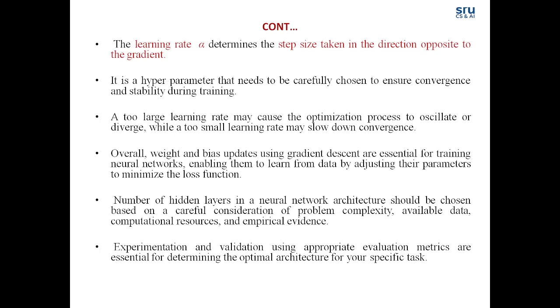Overall, the bias and weight updates during gradient descent are essential for training a neural network, and they enable it to learn from data by adjusting parameters to minimize the loss function. The number of hidden layers in a neural network architecture should be selected carefully, and it is a complex task based on available data, computational resources, validation and experimentation. It is done through evaluation metrics for determining the optimal architecture for the specific task.